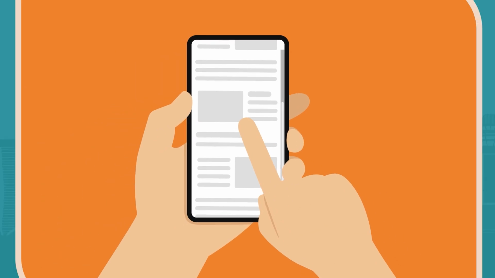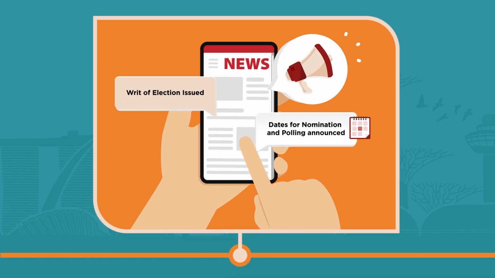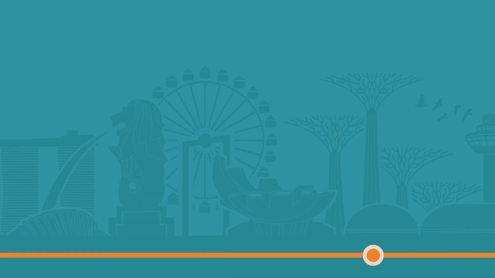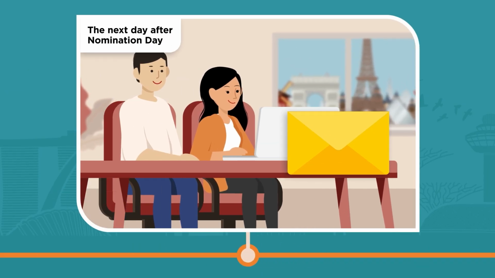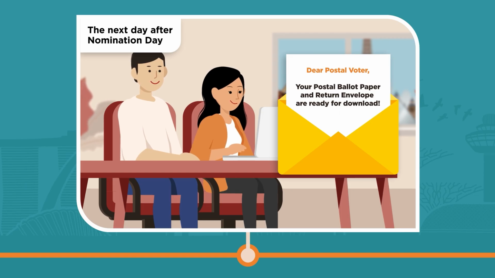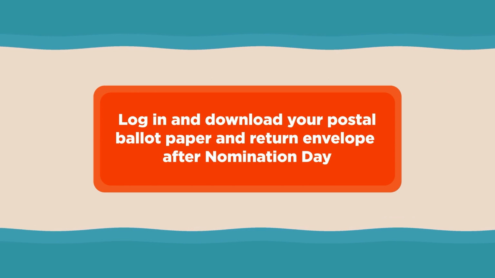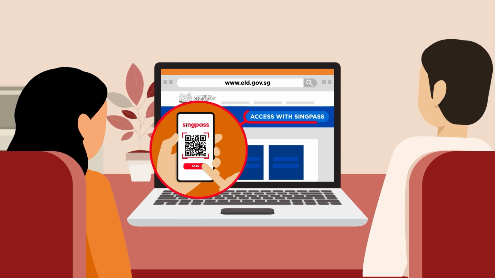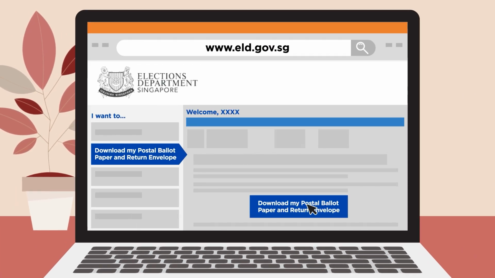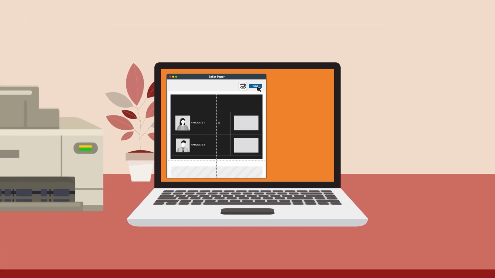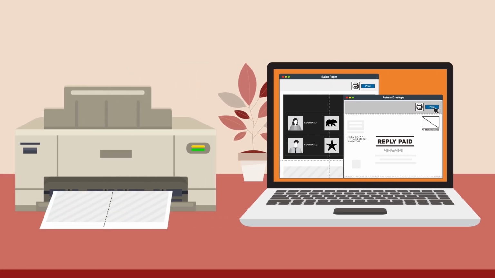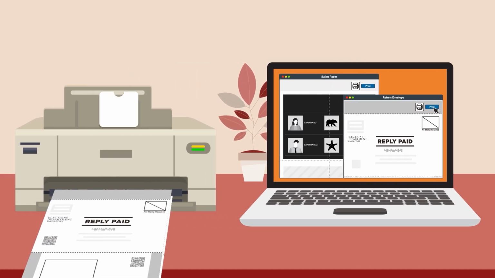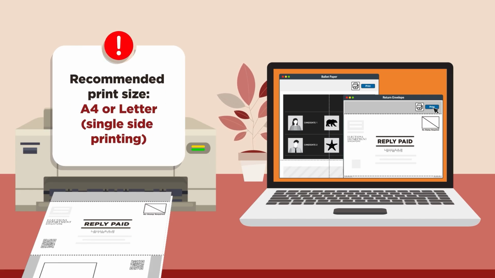Once the writ of election is issued, the dates for nomination day and polling day will be announced. If your constituency is contested, you'll be notified by email to download your postal ballot paper and return envelope. Log in to Voter Services to download your postal ballot paper and return envelope. Open and print the downloaded PDF file. Ensure that the postal ballot paper and return envelope are printed on separate sheets of paper.